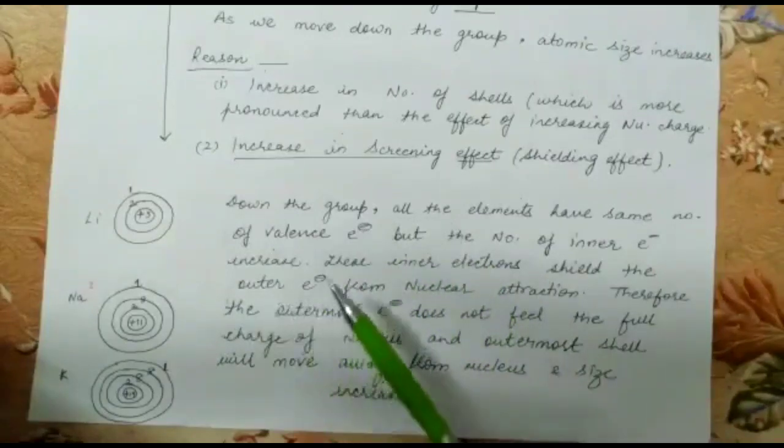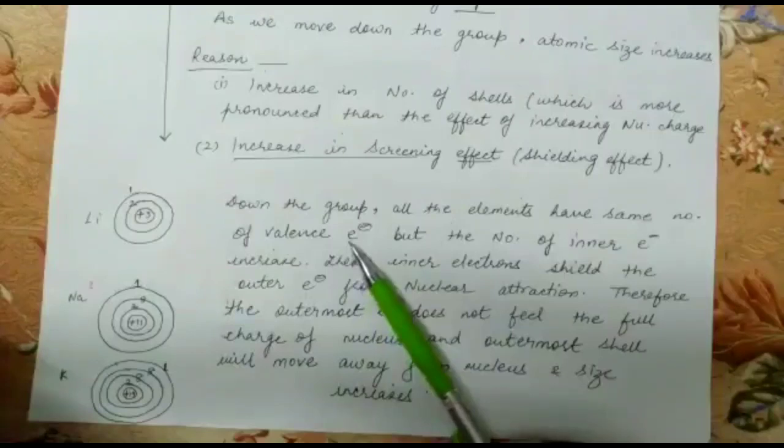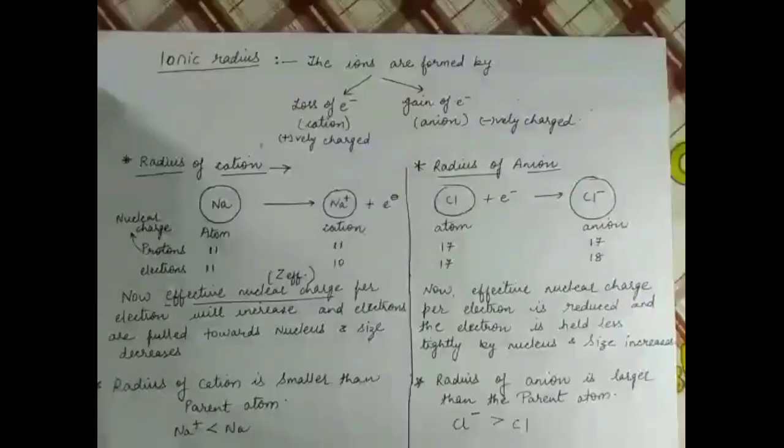So this is all for today. And in the next class we are going to discuss another type of radius, that is ionic radius, meaning radius of an ion. You know there are two types of ions, cation and anion. So we have to discuss what happens to the atomic size if an atom loses an electron, and what happens to the atomic size when an atom gains an electron. Thank you.